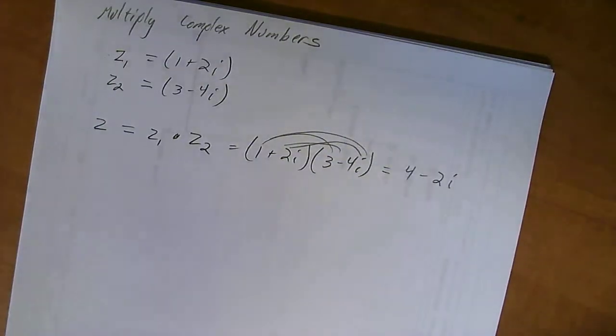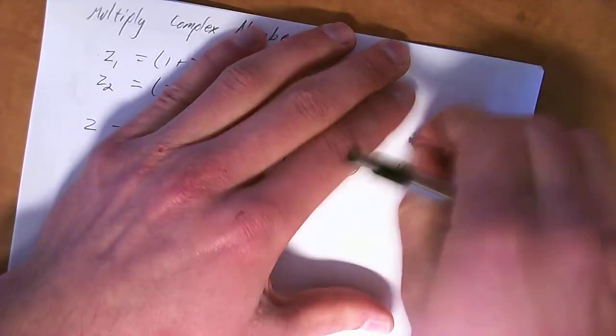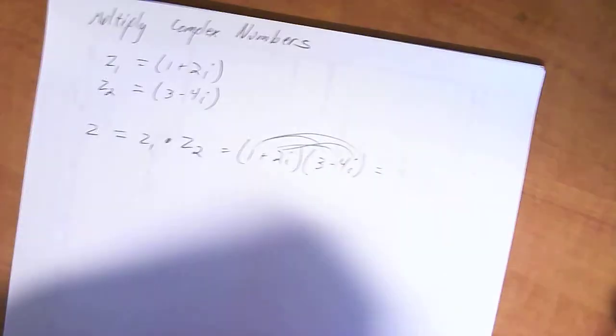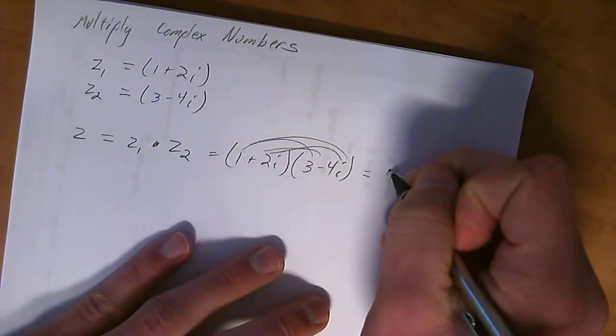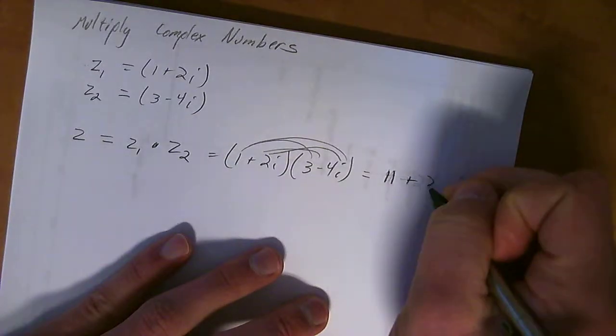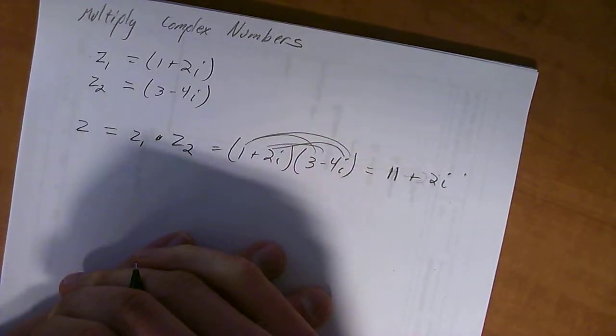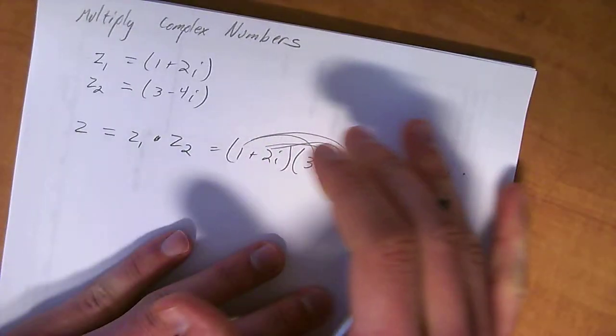Oh, sorry. That's not right. I'm looking at the wrong part of the wrong problem. I'm looking back at my addition notes. You end up with 11 plus 2i. Okay, so fairly easy right there, not too difficult.